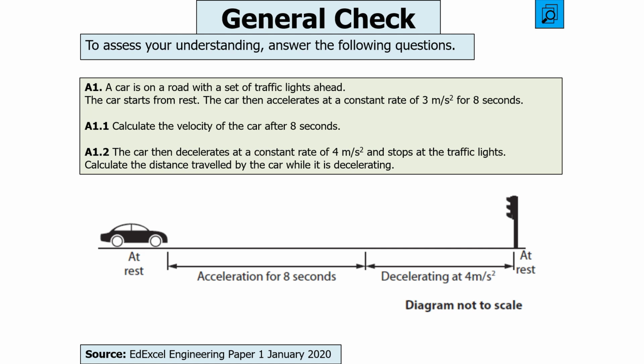The car starts from rest. The car then accelerates at a constant rate of 3 meters per second squared for 8 seconds. Calculate the velocity of the car after 8 seconds. Then the car decelerates at a constant rate of 4 meters per second squared and stops at the traffic lights. Calculate the distance travelled by the car whilst it is decelerating.